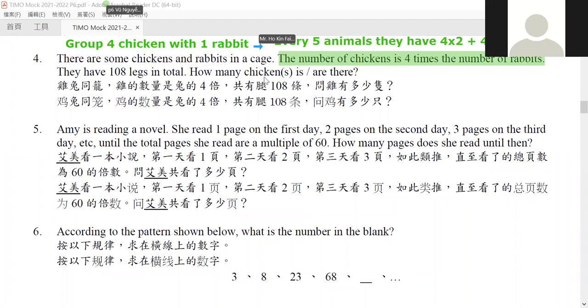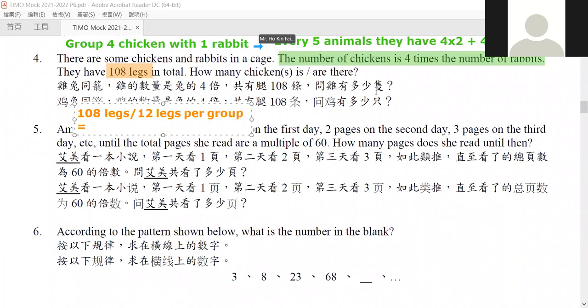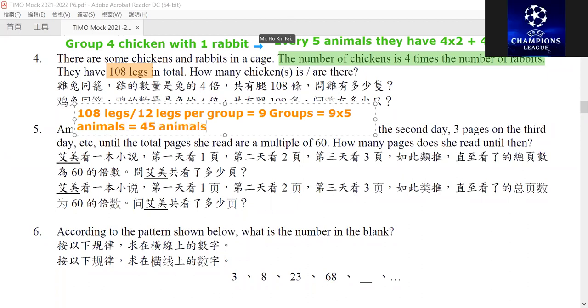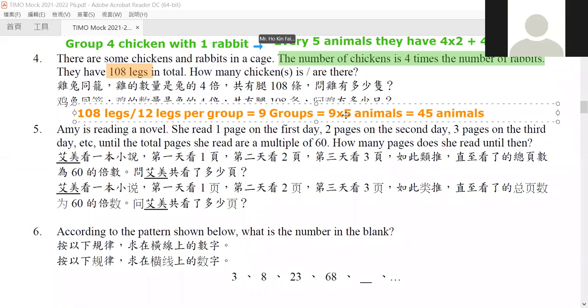But how many legs are there in here? It has 108 legs. So 108 legs, how many groups are there? If we divide it by our 12 legs per group, it means it will have exactly 9 groups. But what is the meaning of 9 groups? It means it will have 9 times 5 animals, or in other words, 45 animals. Of course, here it does not ask for animals, it asks for chickens, but every group will have 4 chickens, right? So it will have 36 chickens, okay? So 36 is our answer.